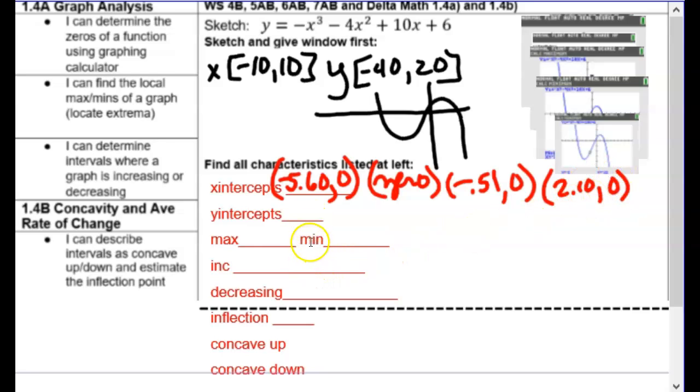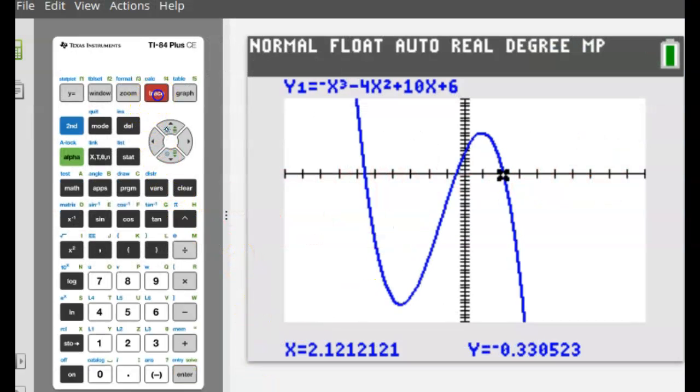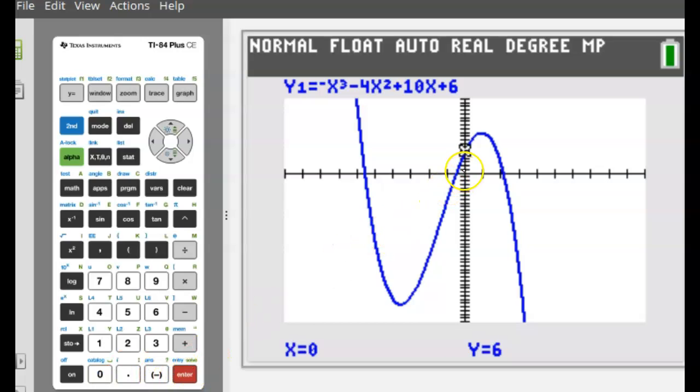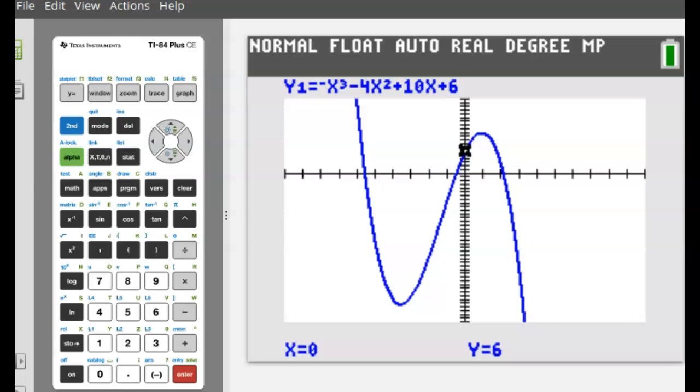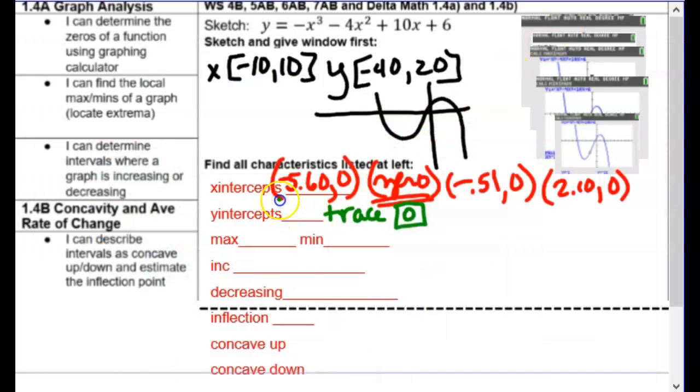All right, y-intercept, how do we find that one? This one we use 0. What do we use on this guy? You can use trace or value, and then the 0 button. I just like to go trace the 0 down here and enter. And I got 6. Anybody else get 6? So this one is at 0, 6. Am I going too fast?